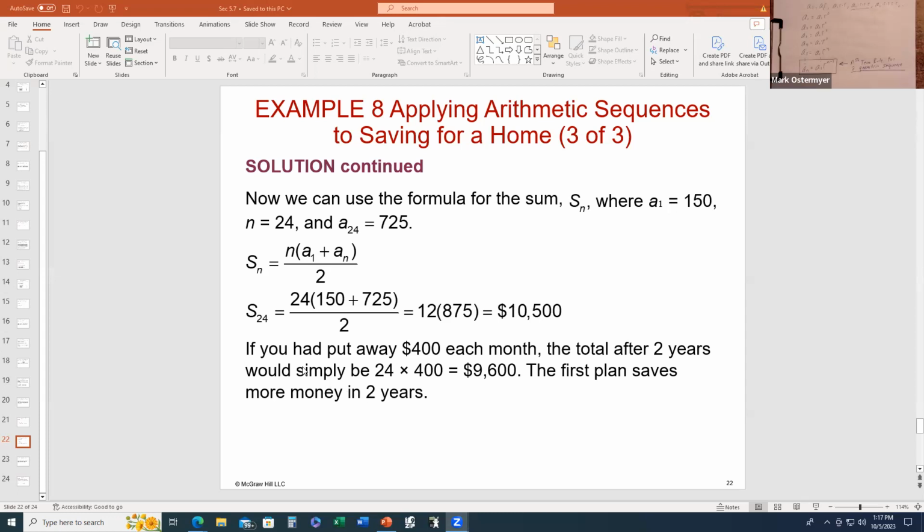Let's contrast that with this new situation. Suppose that we put away $400 each month. What would be the total after 2 years? Well, I'm putting away $400 each month, and for 24 months we would have simply 24 times $400, which would give us $9,600 in our account. So it looks like the first plan actually affords us more money at the end of 2 years, as opposed to if we just socked away $400 each month. So having the amount you sock away increase by $25 a month for 2 years affords us a larger balance of $10,500 compared to $9,600.